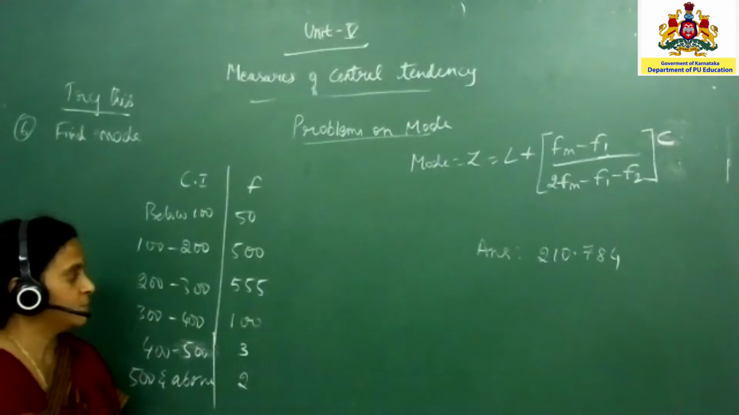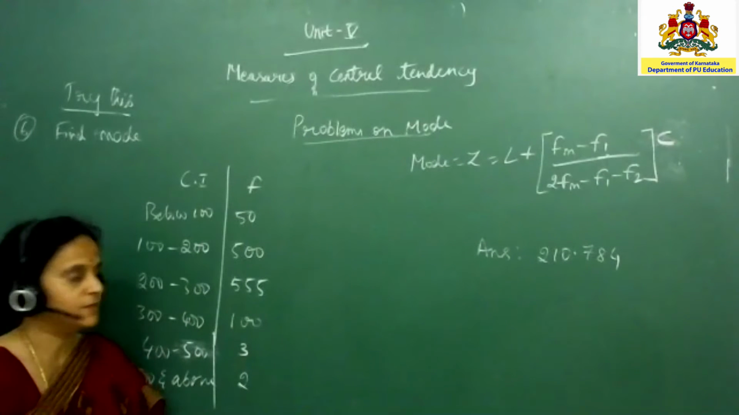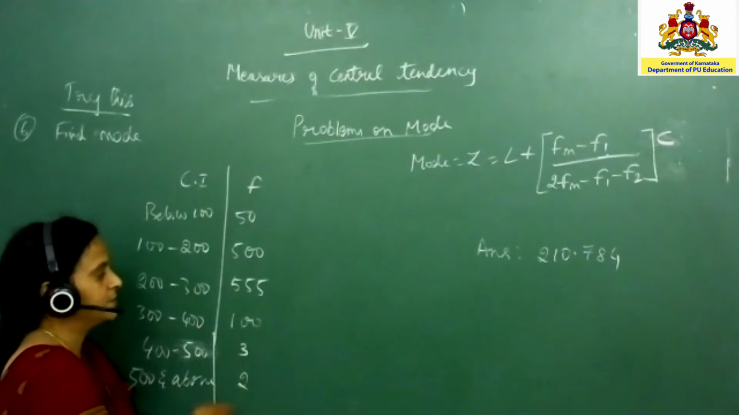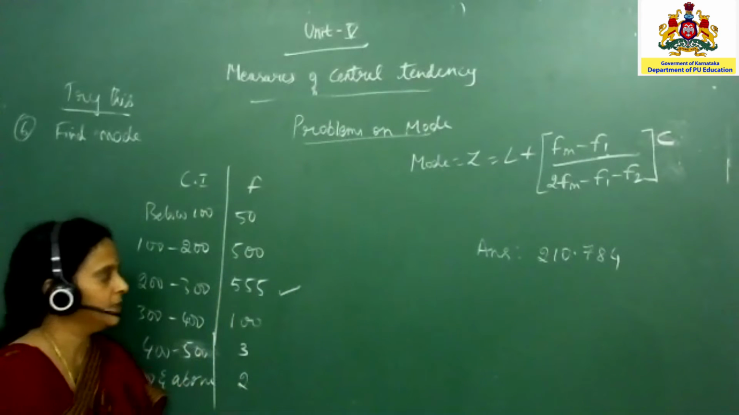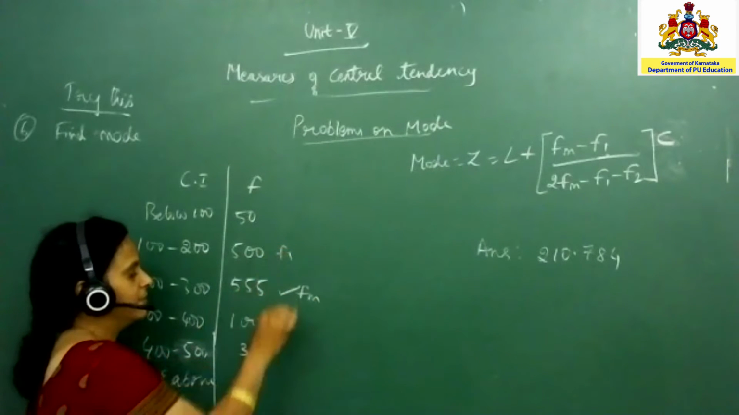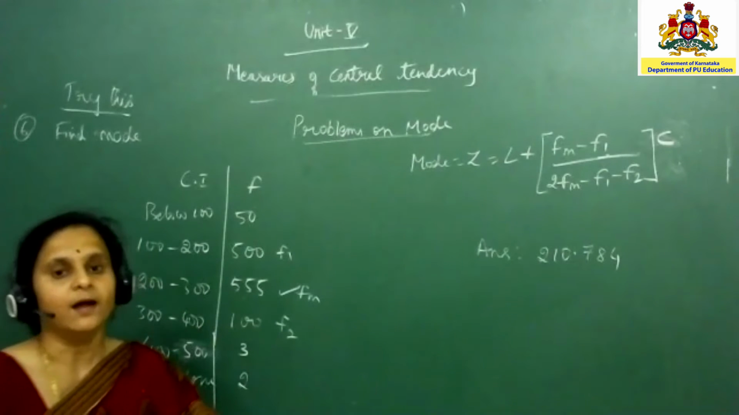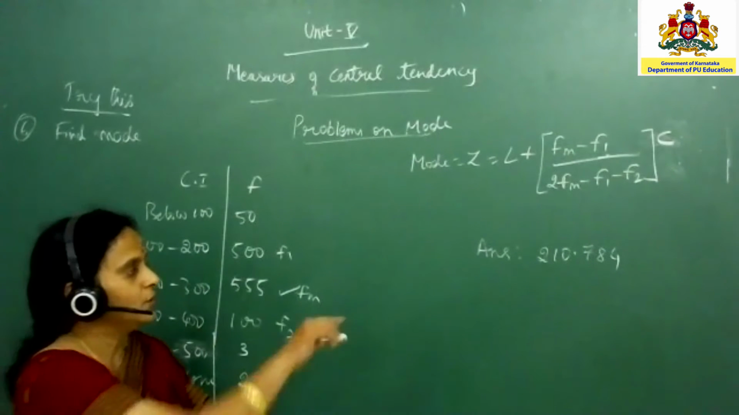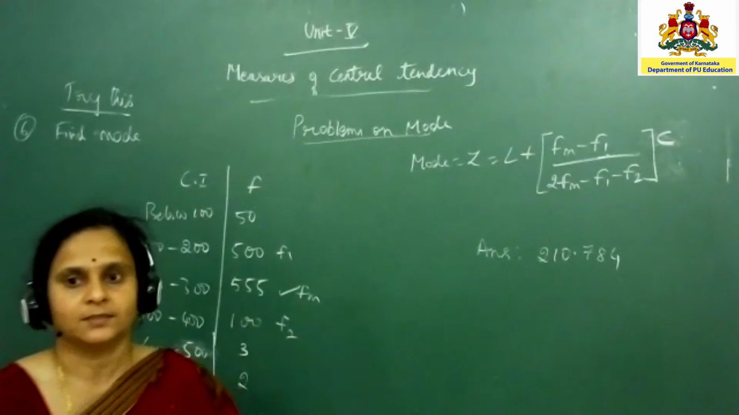Try this problem similar to the previous one. First identify which is the highest frequency. Here the largest frequency, the maximum one, is 555. Corresponding to that, this becomes Fm, this becomes F1 and this becomes F2. Substitute into the formula and try to get the mode value. You are getting 210.78. So try this.